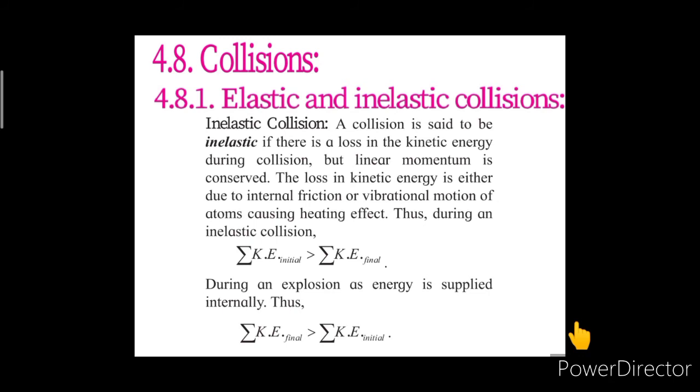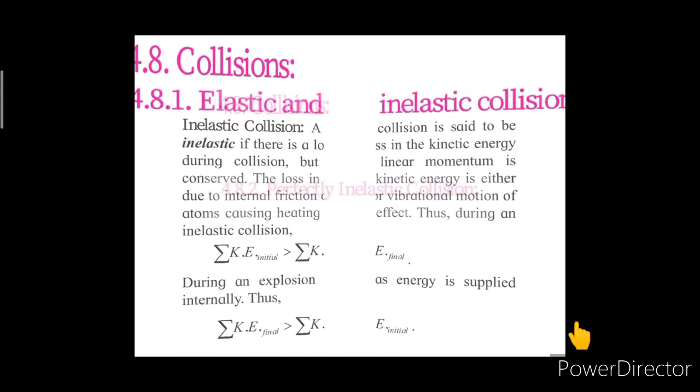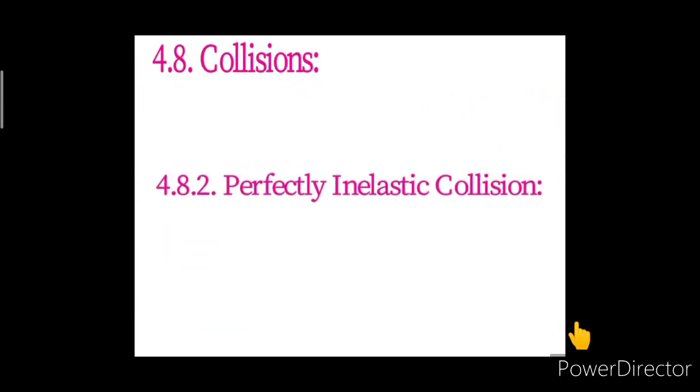So, in an inelastic collision, the total linear momentum of the body is conserved, but kinetic energy is not conserved. The total initial kinetic energy is not equal to the total final kinetic energy. So, this is all about the types of collision, elastic and inelastic collision. Now, next let us have the perfectly inelastic collision.